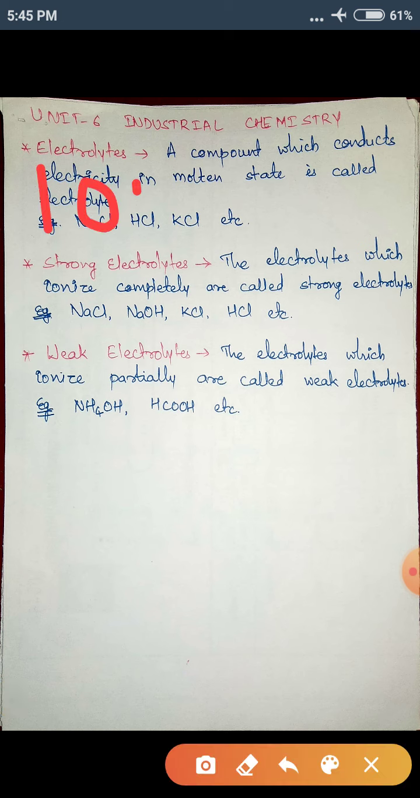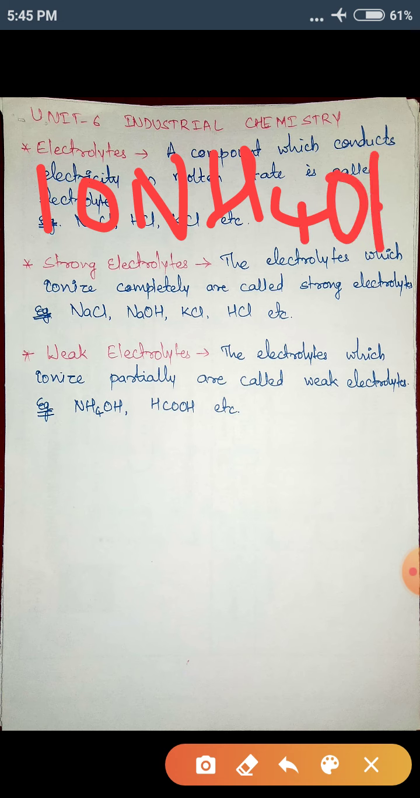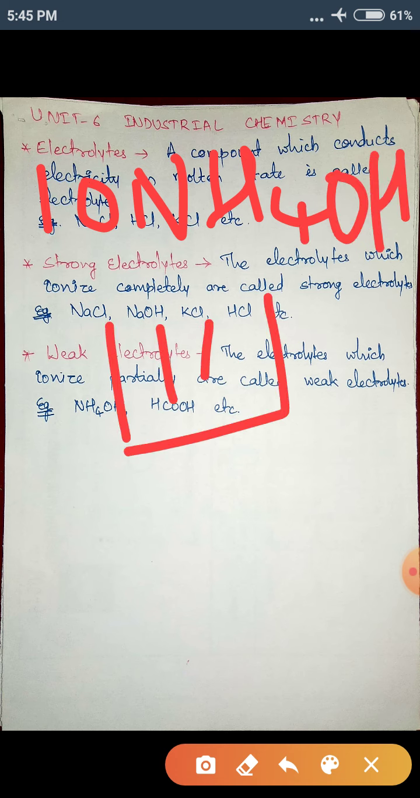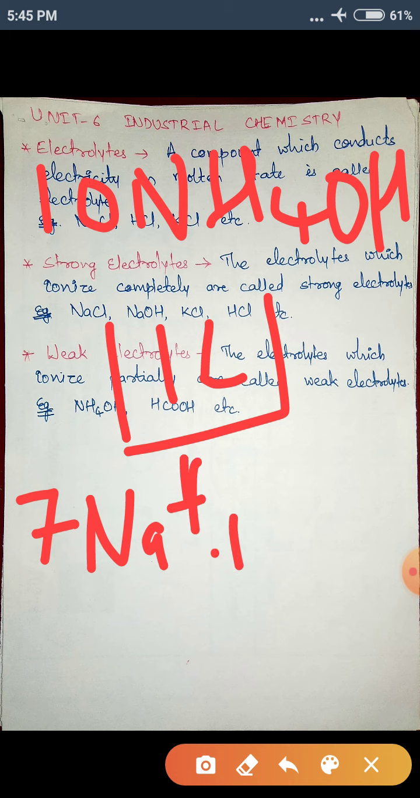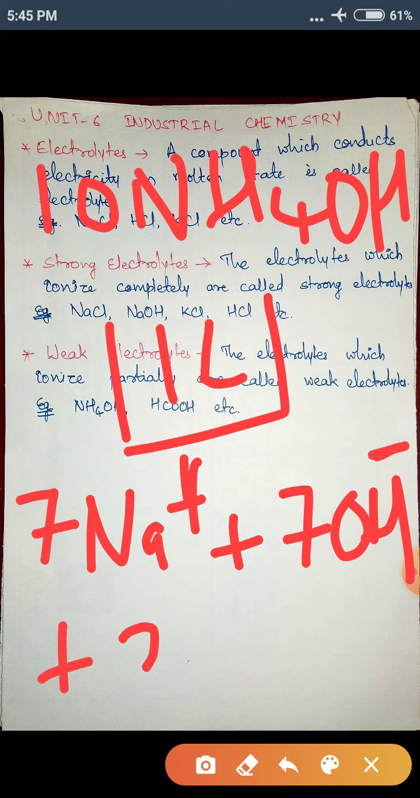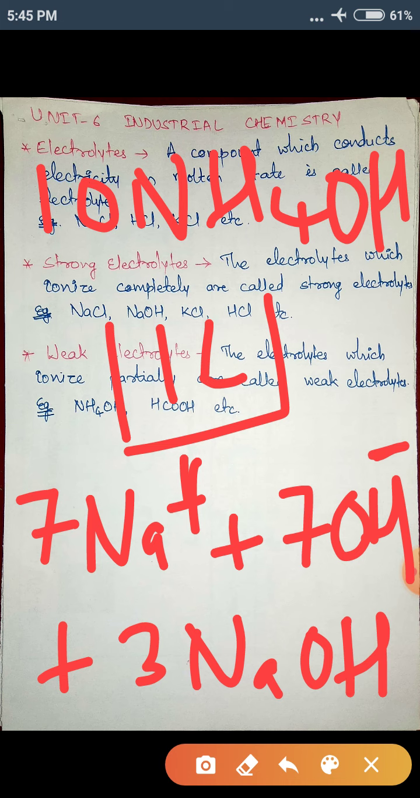Suppose I have 10 molecules of NH4OH. If I add it to 1 liter of water, what happens? Ionization takes place. But I know NH4OH is a weak electrolyte, therefore I may get 7 molecules of NH4 plus, 7 molecules of OH minus, plus 3 molecules that remain undissolved. These 3 molecules remain unionized, as they are. These 3 molecules do not undergo ionization.